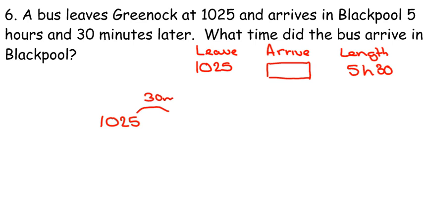So 30 minutes takes me from 10:25 to 10:55, and our last jump of 5 hours, taking us to 11, 12, 13, 14, 15:55.